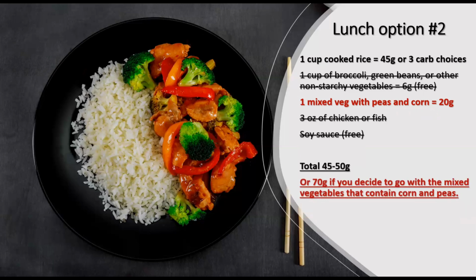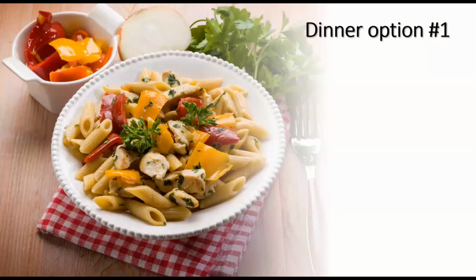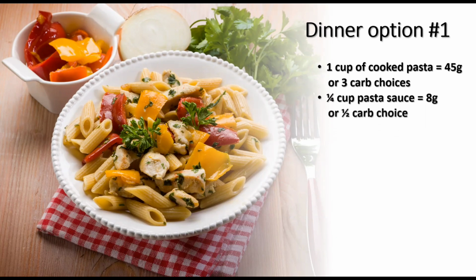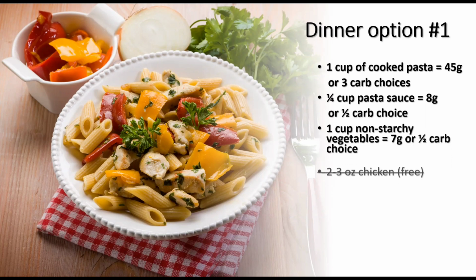contain corn and peas. Now let's look at some dinner options. Pasta with chicken and vegetables. This meal is very similar to stir fry in terms of carbohydrates. 1 cup of cooked pasta is about 45 grams of carbohydrate or 3 carb choices. A quarter cup of pasta sauce, depending on the type and brand, this will be around 8 grams of carbohydrate. 1 cup of non-starchy vegetables, which is about 7 grams of carbohydrates, and 2 to 3 ounces of chicken. This meal adds up to a total of 60 grams of carbohydrates or 4 carb choices.